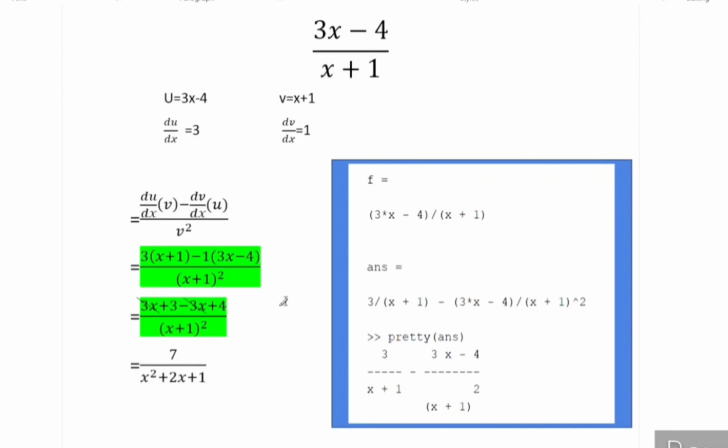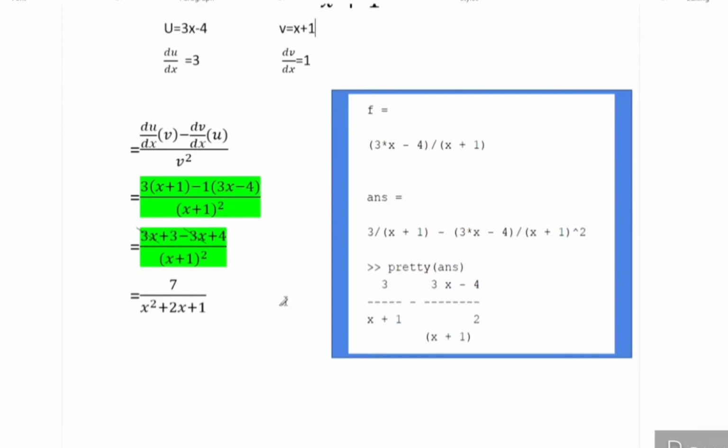And then we need to compare the answer between calculation method and MATLAB. So calculation method shows us that the answer is 7 divided by x to the power of 2 plus 2x plus 1, while MATLAB shows us the answer is 3 divided by x plus 1 minus 3x minus 4 divided by x plus 1 to the power of 2. Okay, why does this happen?